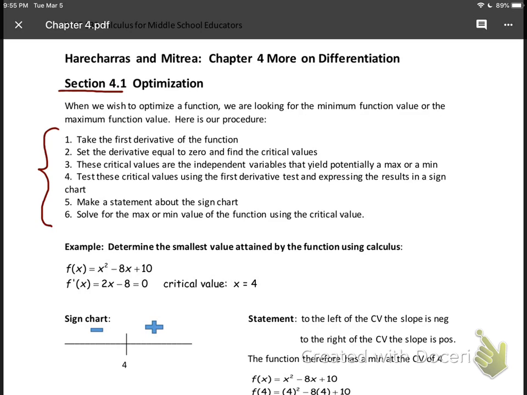Fourth step, you're going to test the critical values using the first derivative test. Okay, there's a second derivative test also, but we're not going to do that right now. And then you're going to express the results of your test on a sign chart. And in step 5, whenever you make a sign chart, you have to have a statement that goes along with it. And then you're going to solve for the max or min value of the function using the critical value. So the max or min value of the function is the y value. So you get to evaluate your original function using the critical values that you've identified. Okay, we're going to go through this example on the next page.